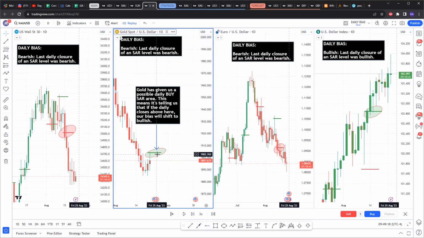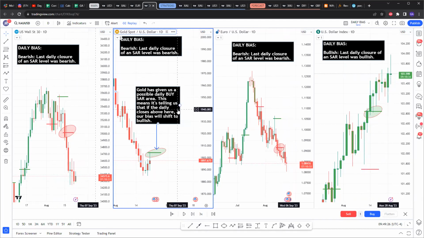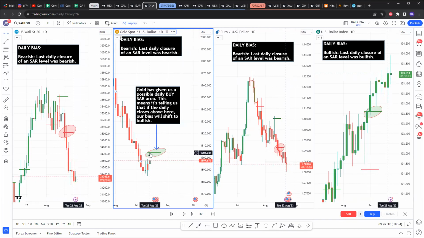You need to know what this is telling you, which is why I wrote this for you guys. Gold has given us a daily buy SAR area, but it's telling us that if the daily closes above here, our bias will shift to bullish. But SAR also means stop and reversal, so gold can reverse, which I mentioned, that you could have sold gold here. Now, let's say you had other confluences that showed you a high probability of buying, or a high probability of this being the retracement back up for gold.